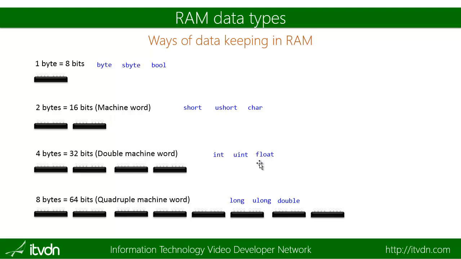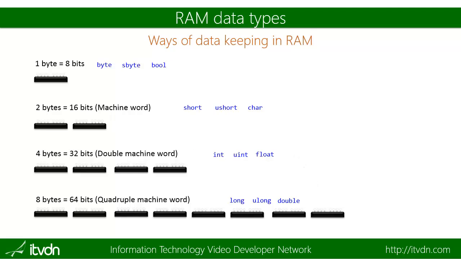Float, if you remember, we use for fractional numbers with a precision of about 7 digits after the decimal point. For 8 bytes or 64 bits, quadruple machine word, we have long, ulong, and double. Long for signed, meaning positive or negative, ulong for unsigned, meaning just a number, and double for fractional. Double has more precision than float.